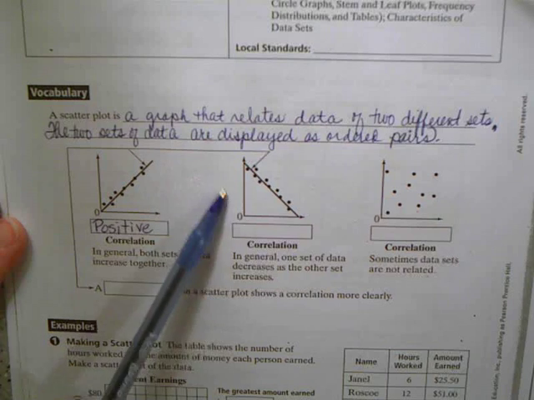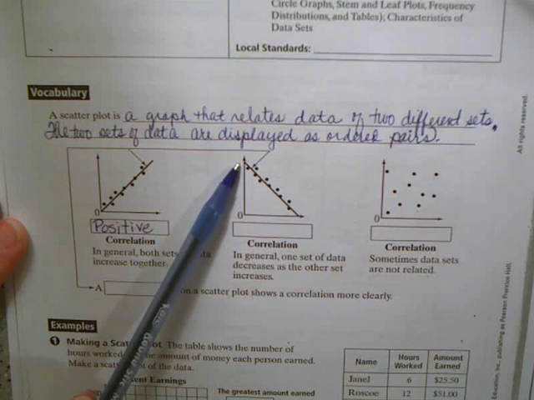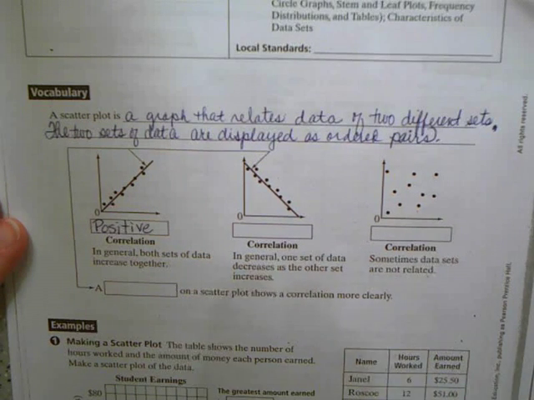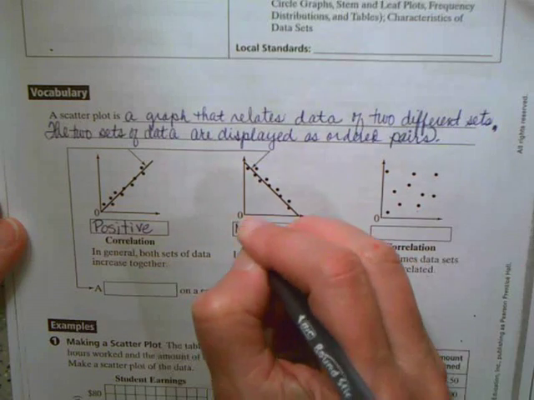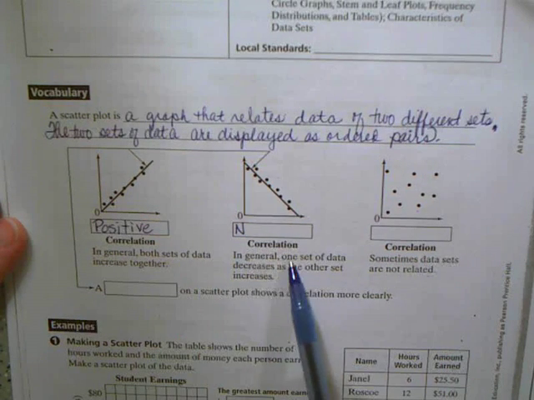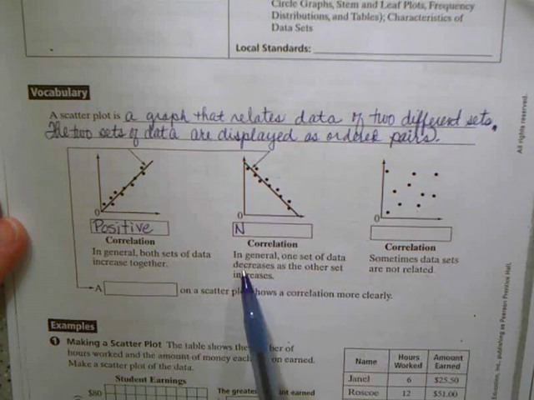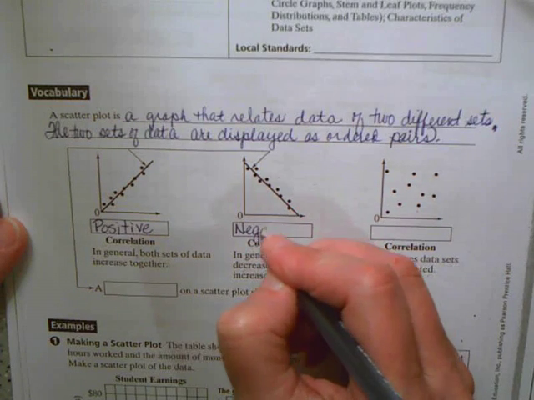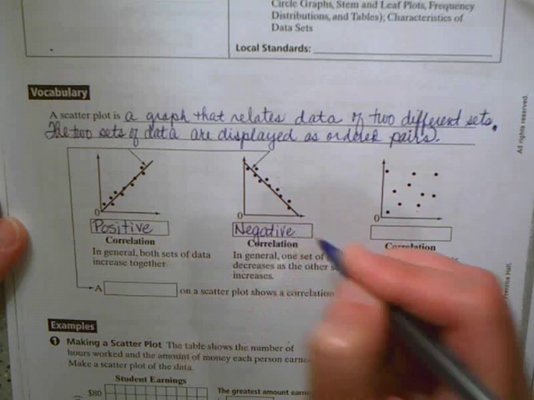Here is the opposite situation where you have a trend line that is falling from left to right. Still, the points are clustered relatively close and approximately half above and half below. This would be a negative correlation. In general, one set of data decreases as the other set increases. So this would be a negative correlation.